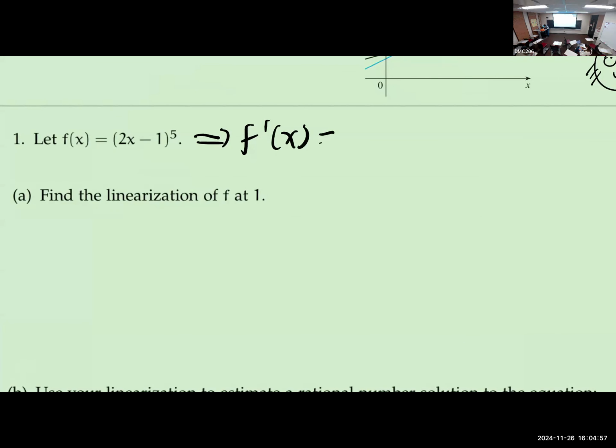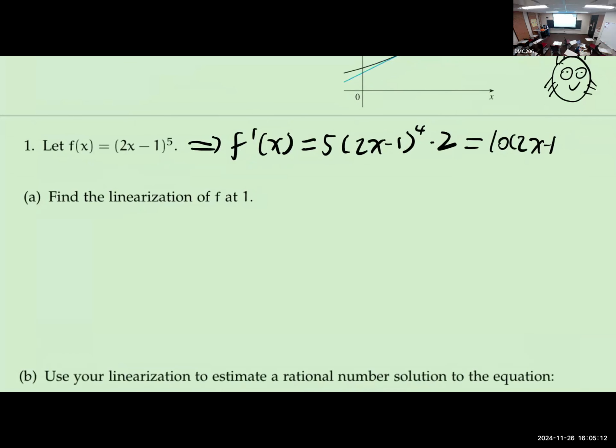f prime of x is 5 times 2x minus 1 to the power 4. Is that it? Inside, no, by the chain rule, times 2. Yeah, very good, nice catch. So this is 10 times 2x minus 1 to the power 4. So this is f prime of x. And why is that useful? Because we want to compute the linearization.